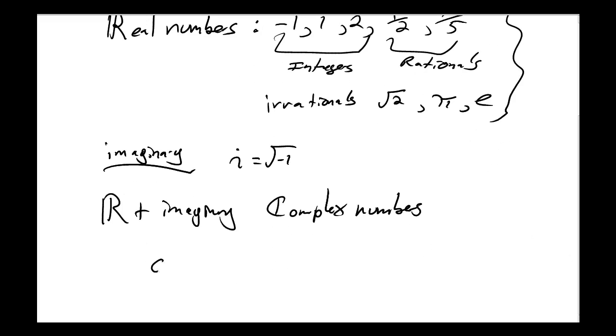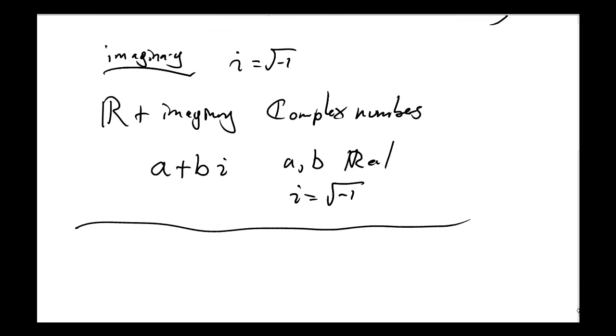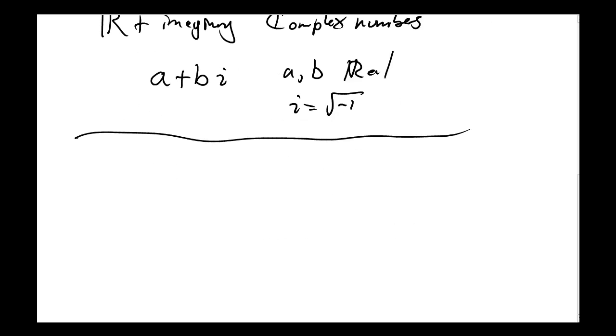And these numbers have a particular form. They look like this, a plus bi, where a and b are real numbers, and i, like we said, is equal to the square root of -1. So the whole goal of 4.1 is to just get a handle on how to play around with things of this form, a plus bi.